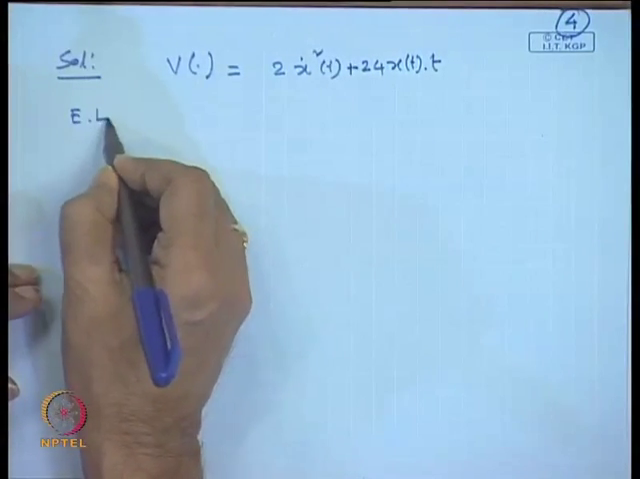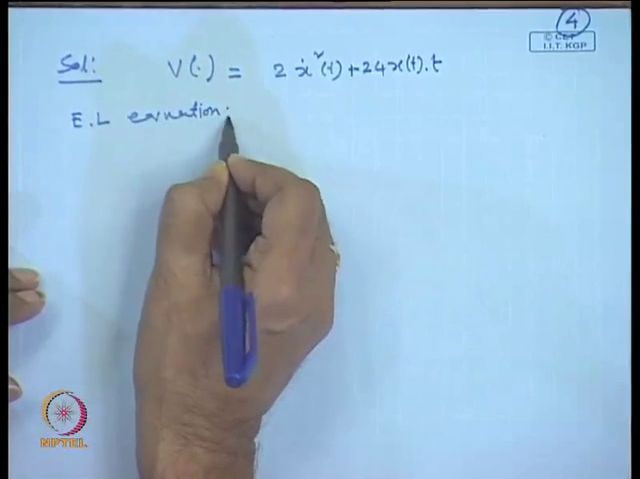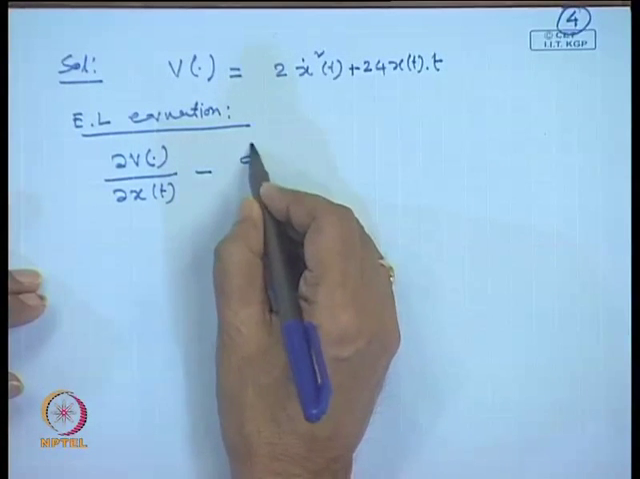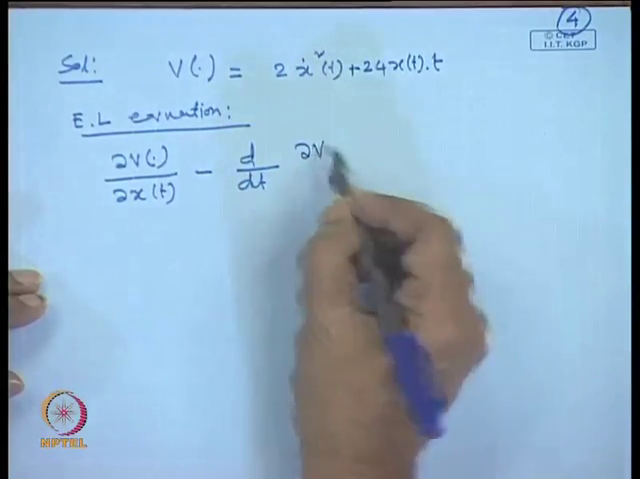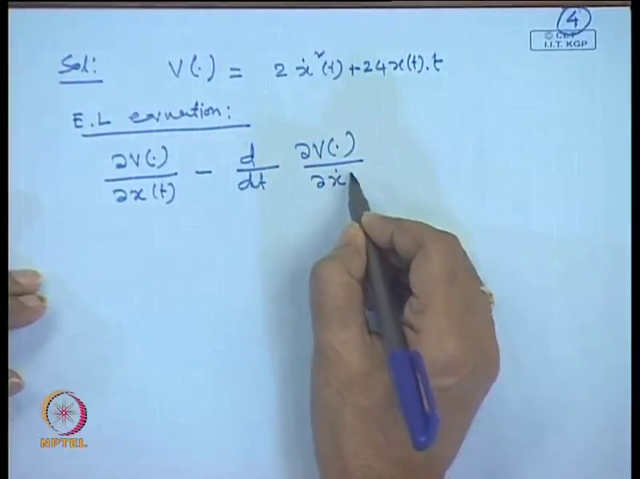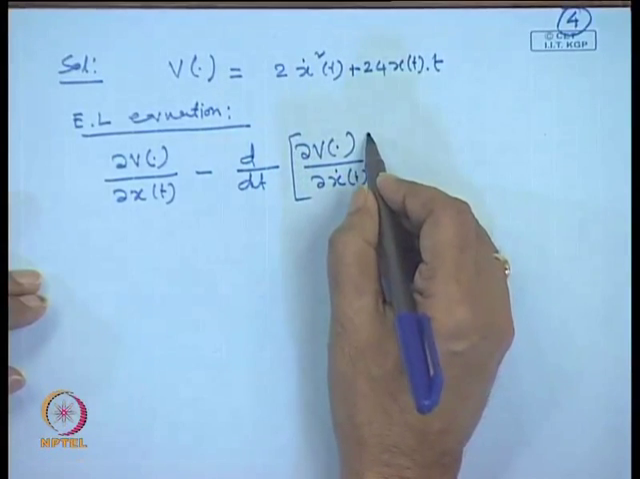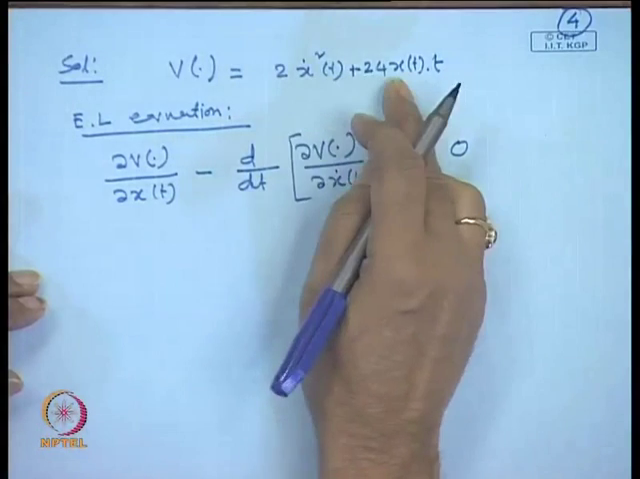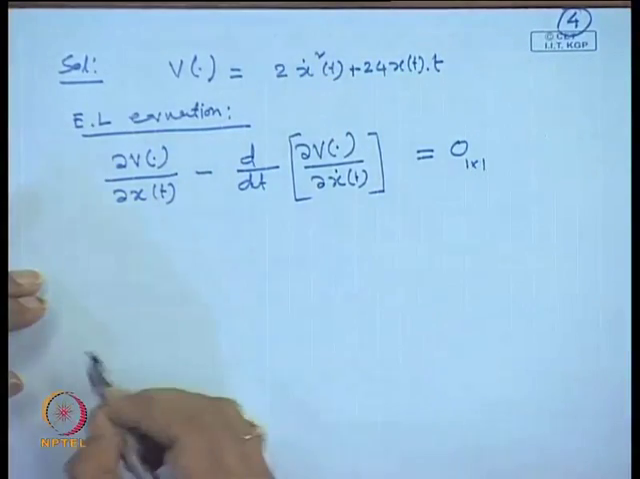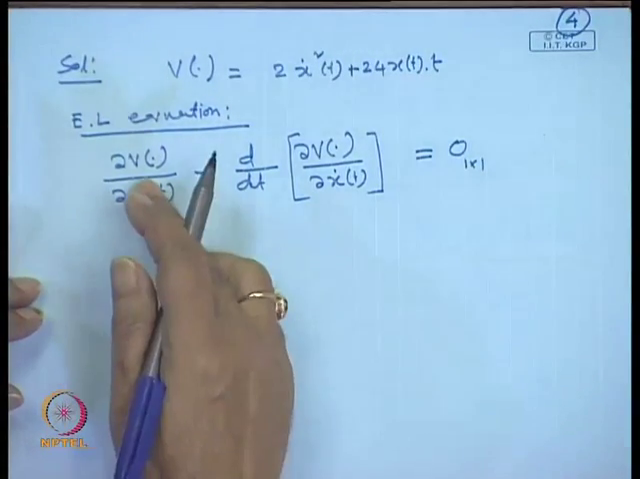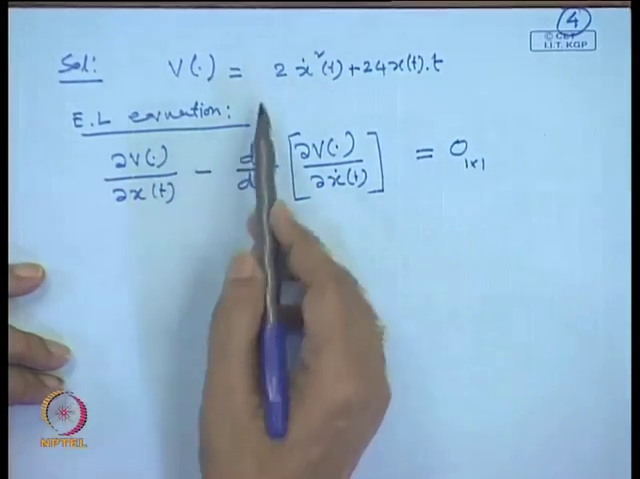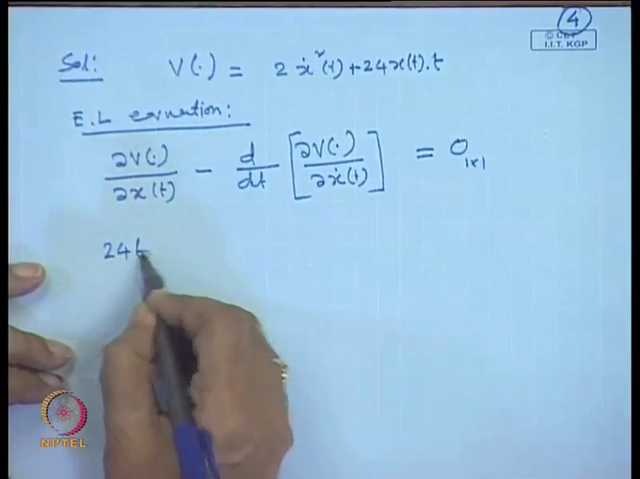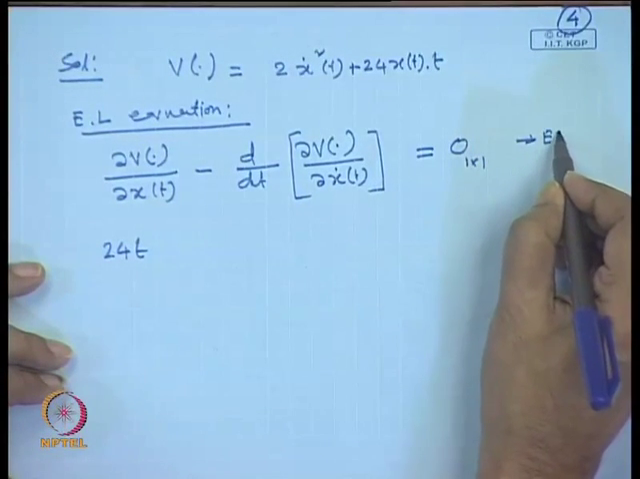So, write the Euler's equation. If you recollect, it is del V by del x of t minus the differentiation of del V by del x dot of t, partial differentiation, equal to 0. Since x in this case has dimension 1, this will be 1 cross 1. I will put the value of V and differentiate with respect to x. If you differentiate with respect to x, I will get 24 t as the first part of this Euler-Lagrange equation.